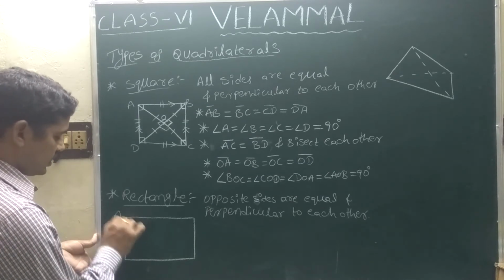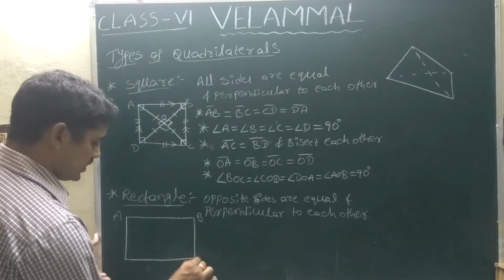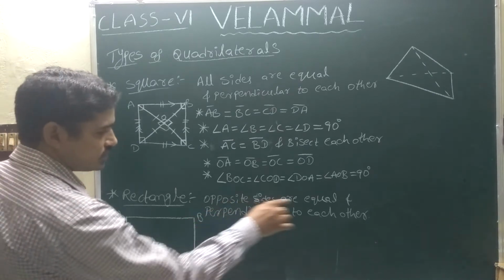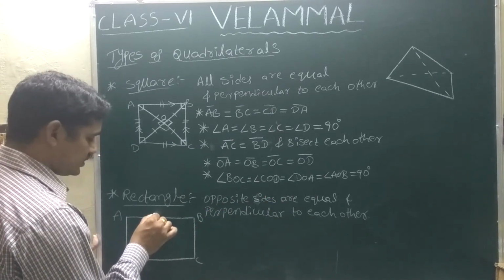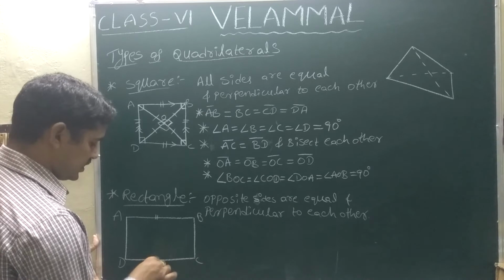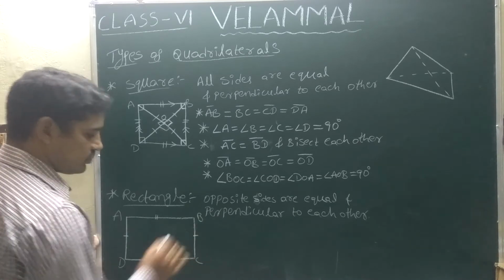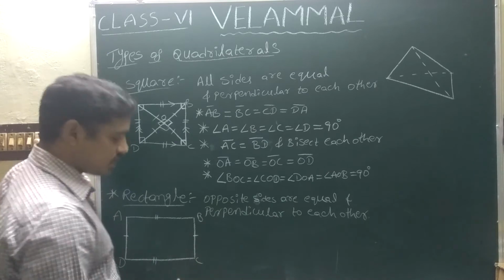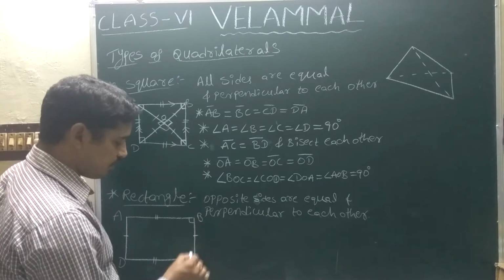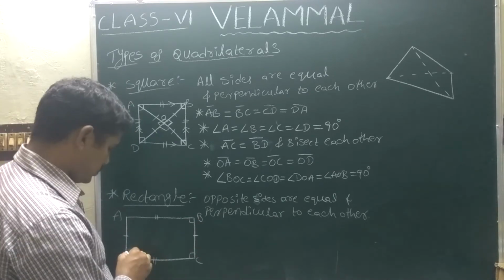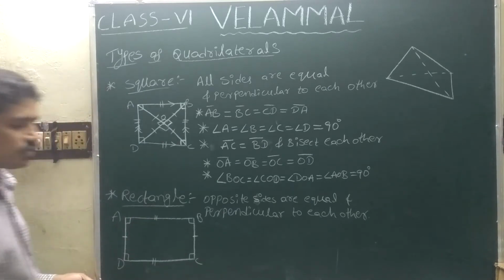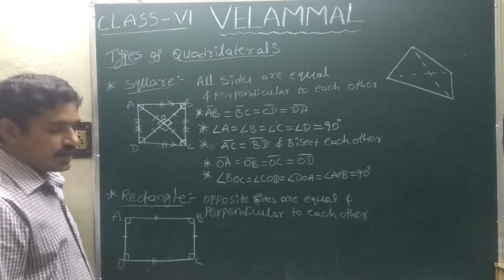Same, I am taking the name as ABCD rectangle. Opposite sides are equal, so that means this side is equal to this side and this side is equal to this side, and perpendicular to each other. So all sides must be perpendicular to each other. So all angles are equal to 90 degrees. Then that quadrilateral is called a rectangle.